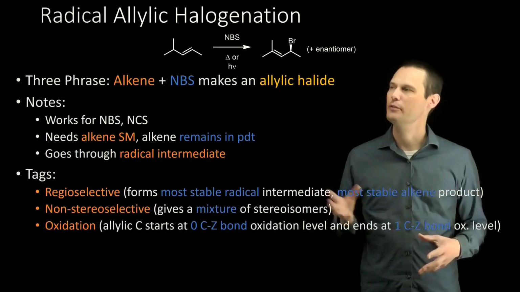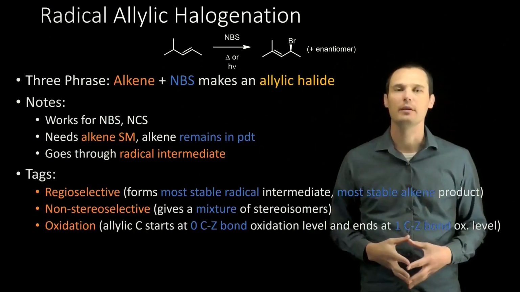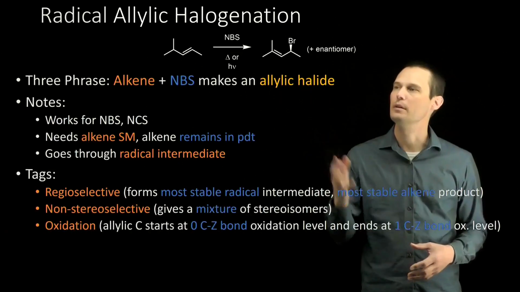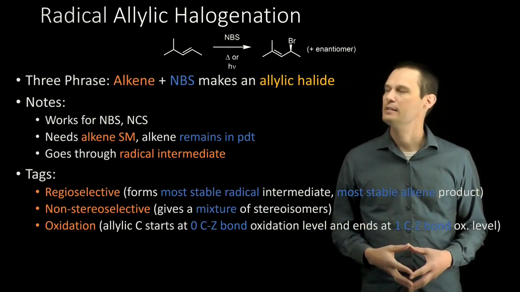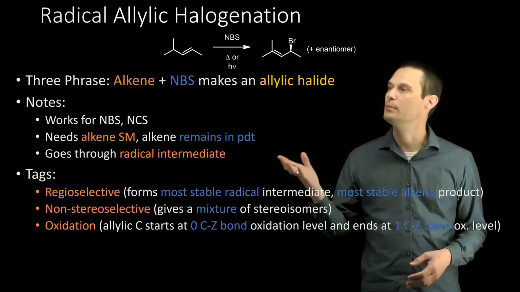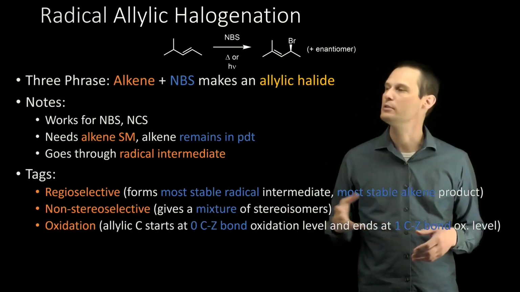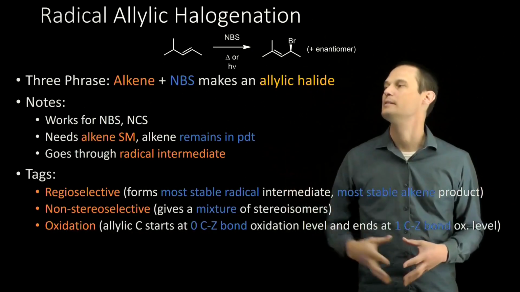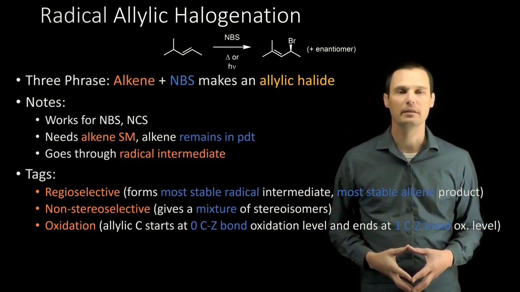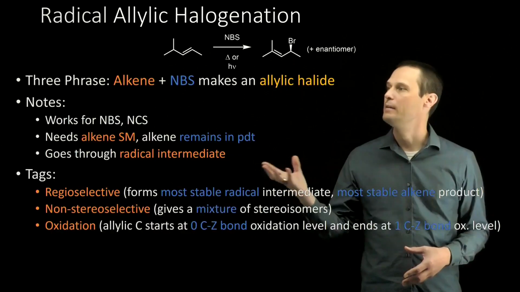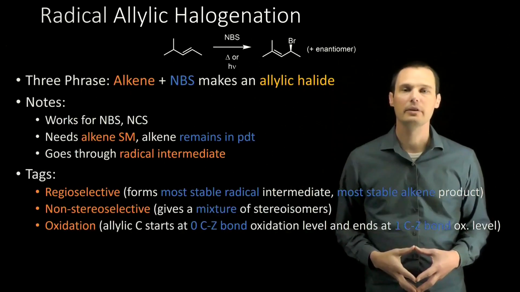This is our summary card for the radical allylic halogenation reaction. We have an example reaction of an alkene reacting with NBS in the presence of light or heat to form an allylic bromide. We do get a mixture of stereoisomers in this product. Our 3-phrase sentence for this reaction: an alkene plus NBS makes an allylic halide. We need to know that 3-phrase sentence in all possible combinations. We need to be able to say an alkene plus NBS makes an allylic halide. NBS turns an alkene into an allylic halide, and an allylic halide can be made by reacting an alkene with NBS. This reaction works for NBS or its chlorine derivative NCS.